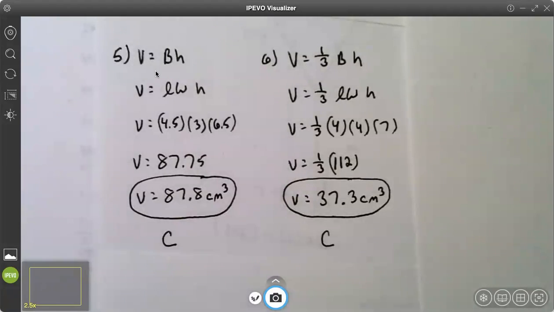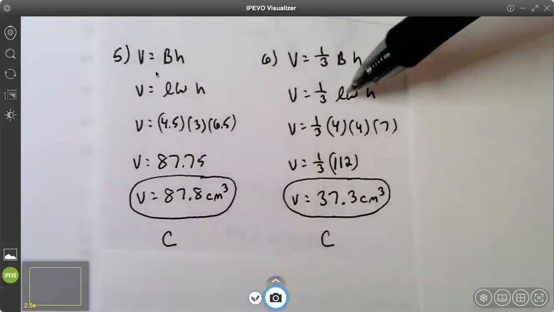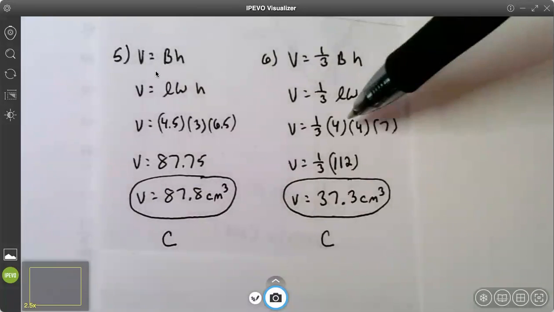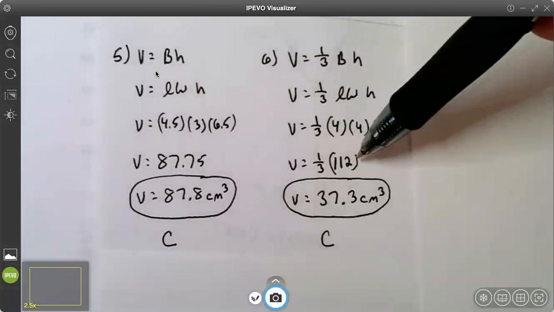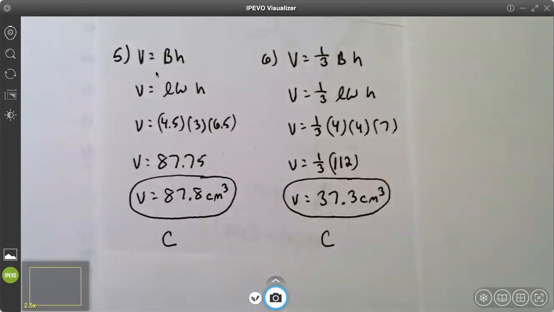The answer is C. It's a pyramid, so it's 1/3 big BH. The base is a square, length times width. Length and width are both 4, height is 7. Multiplied 4 times 4 times 7 to get 112, and then divided by 3 to get the answer, 37.3 cubic centimeters, C.